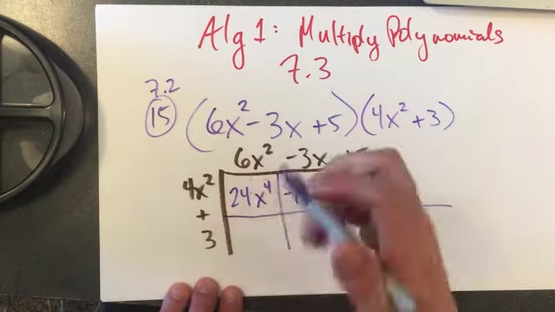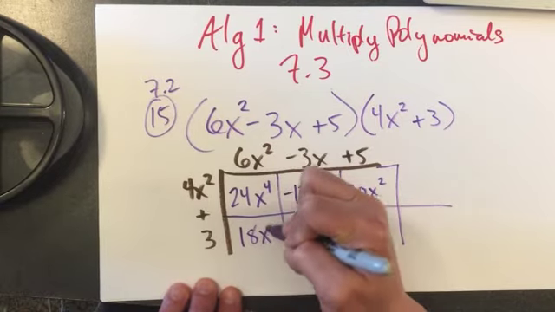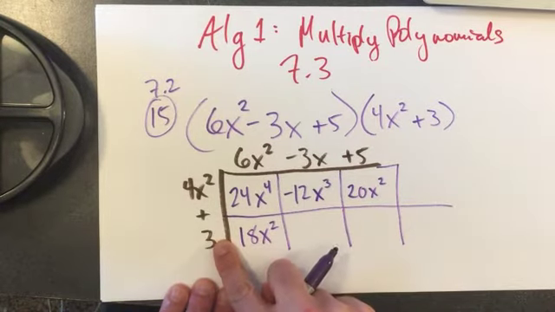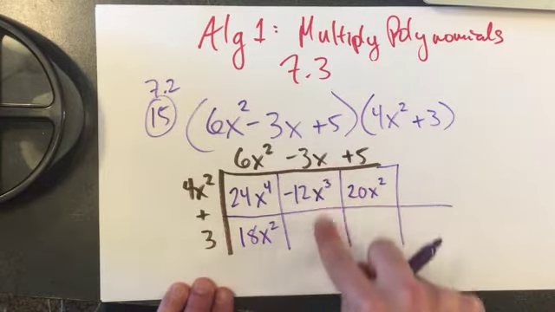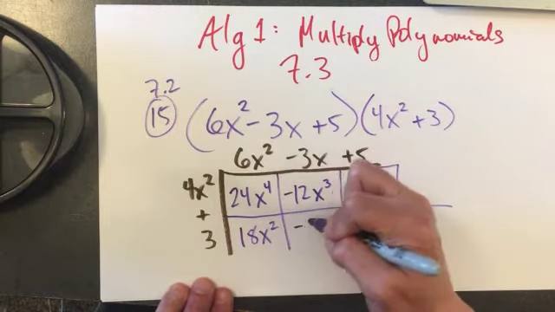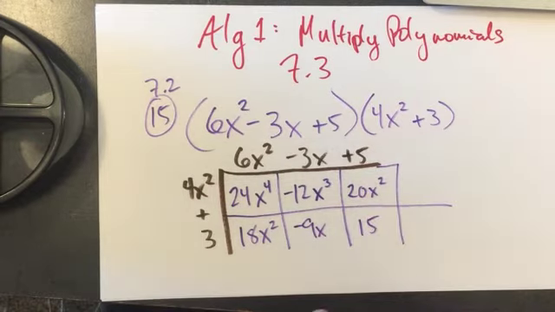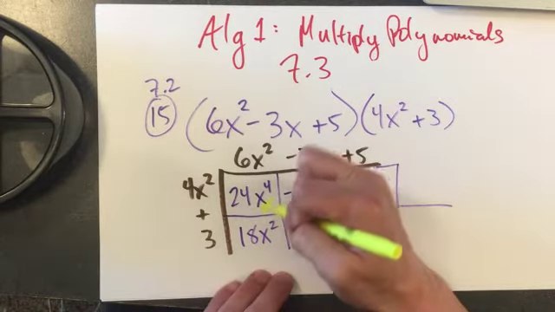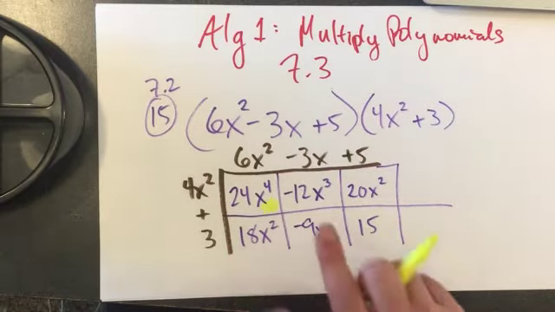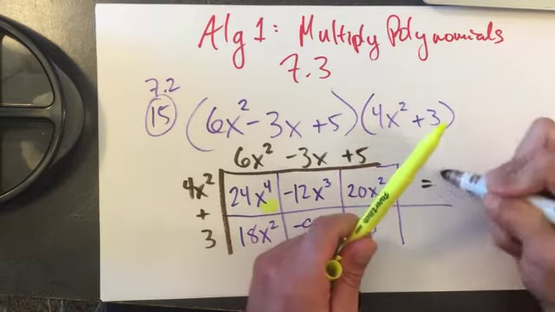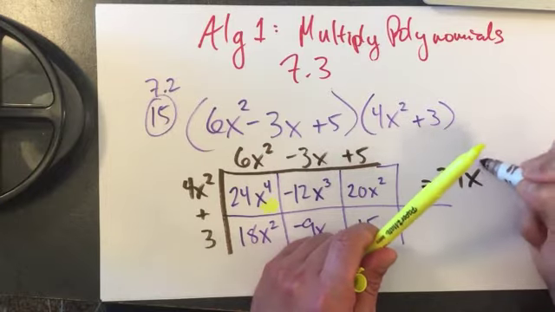Let's come down here now. We're going to get 3 times 6x squared. That's 18x squared. We're going to get 3 times negative 3x. That's negative 9x. And we're going to get 3 times 5. That's 15. So that's just a simple matter of crossing out the ones that combine. Over here, this one doesn't combine with anything, so it just comes right out. So it's just 24x to the 4th.